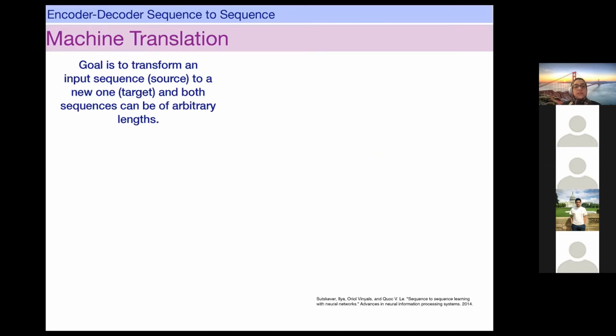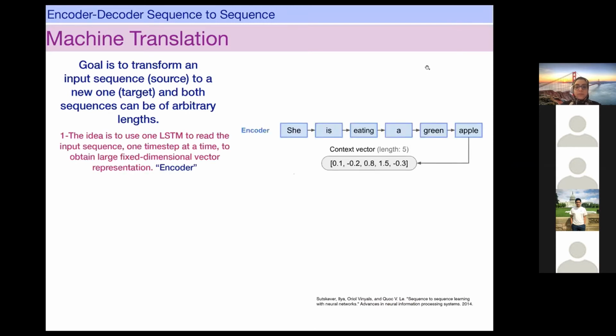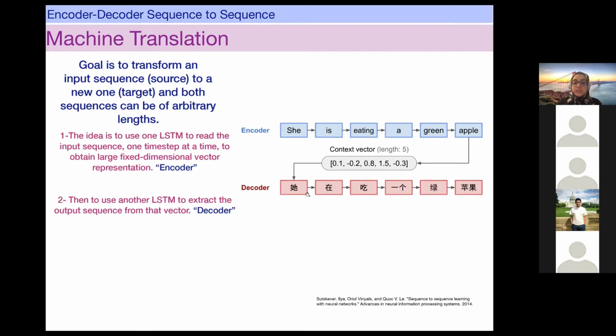So the goal is that you have an input sequence, which is the source, and you want to produce an output sequence, which is the target, and both of them may have arbitrary length. We have an encoder, which can be an LSTM, for example, and we give it the input sequentially. And then after that, we produce this context vector. And then this context vector is inputted into a decoder, which is also an LSTM, and it produces the output also sequentially.